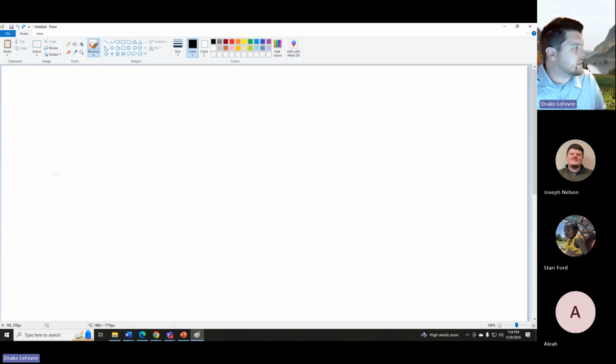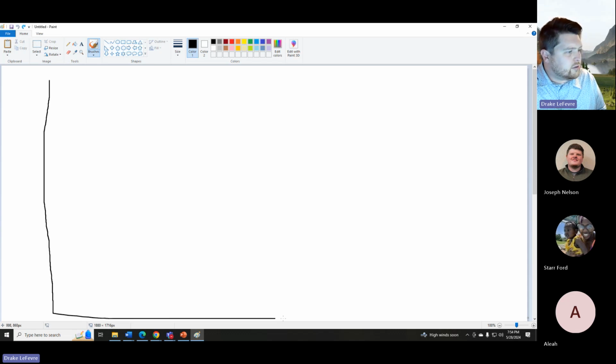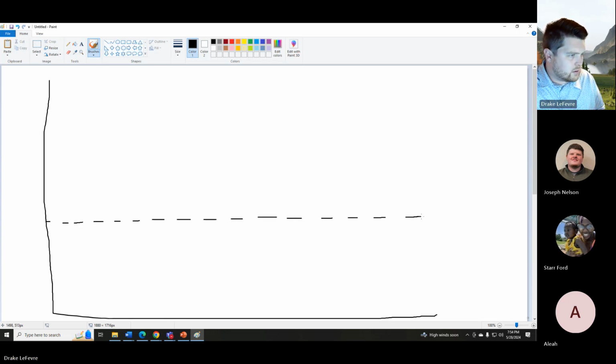So, action potential. The easiest way to remember action potential is to draw our little chart. This little dashed line is our threshold. This is our isoelectric point. So this is our resting membrane potential. And we start here, at our resting membrane potential.